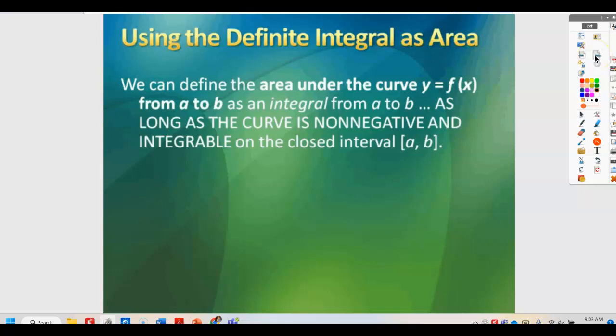Alright, so I said it once, I'll say it again. We can define the area under the curve as long as the curve is integrable, meaning it is continuous, and then we call it non-negative if we're talking in terms of area. So an integral can be positive or negative, the area cannot. So it's kind of like velocity and speed. Speed is non-negative, but velocity can be either.